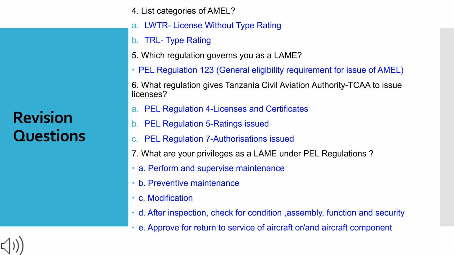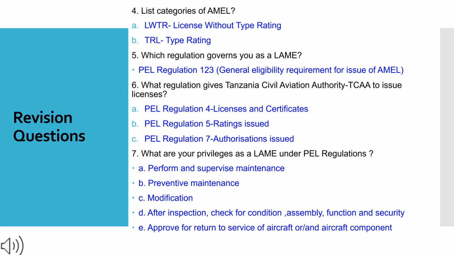This is the Personnel Licensing Regulation 123, which stipulates the general eligibility requirement for issue of an aircraft maintenance engineer license. Question number 6 asks what regulation gives Tanzania Civil Aviation Authority TCAA to issue licenses. There are 3. The first one is the Personnel Licensing Regulation 4 for licenses and certificates. The second one is the Personnel Licensing Regulation 5 for ratings issued. And the third one is the Personnel Licensing Regulation 7 for authorizations issued.